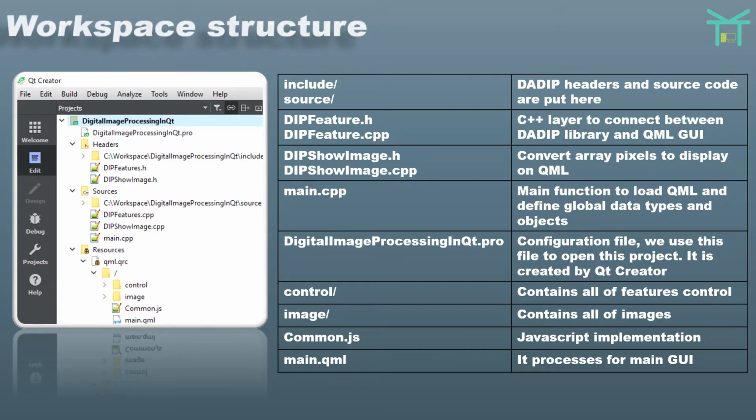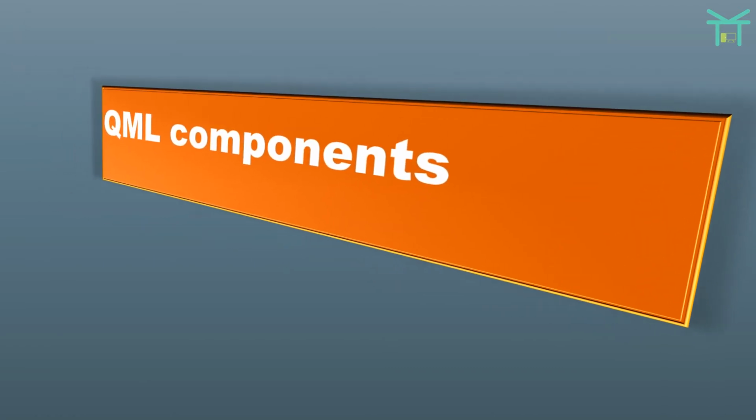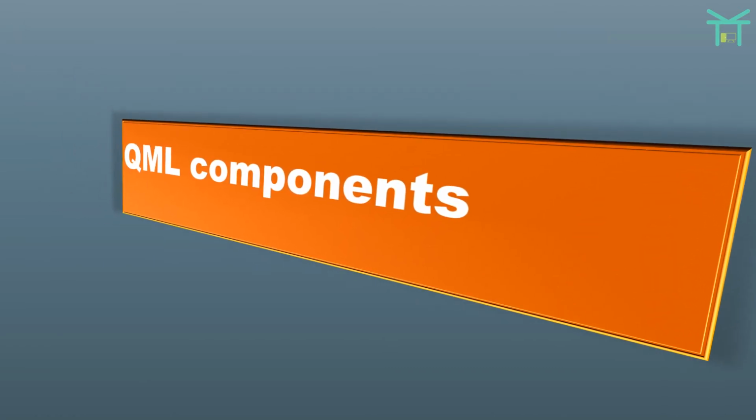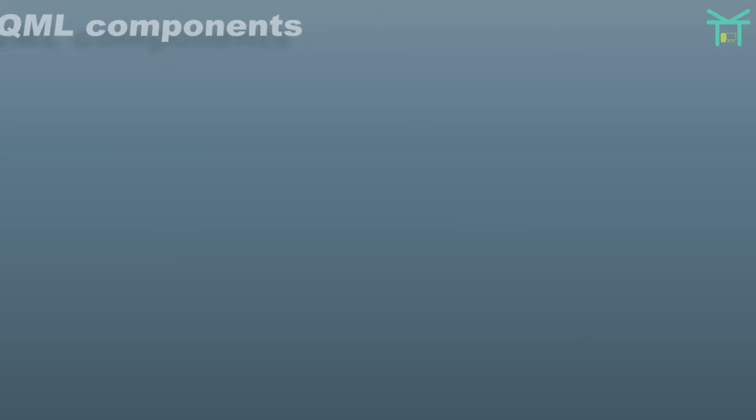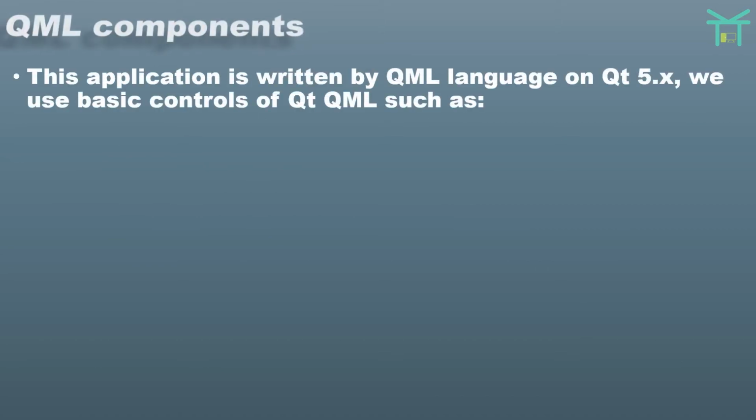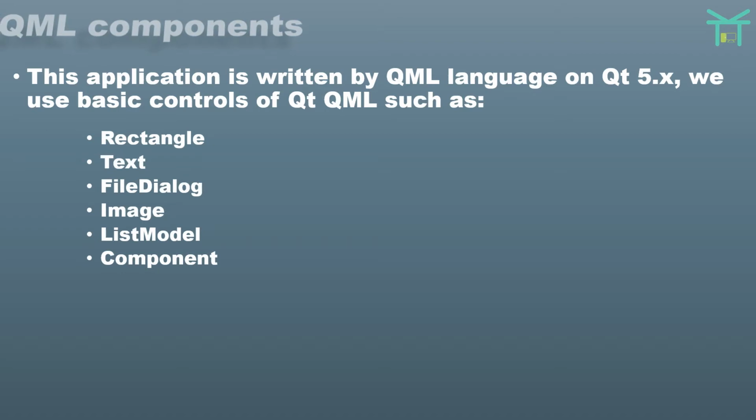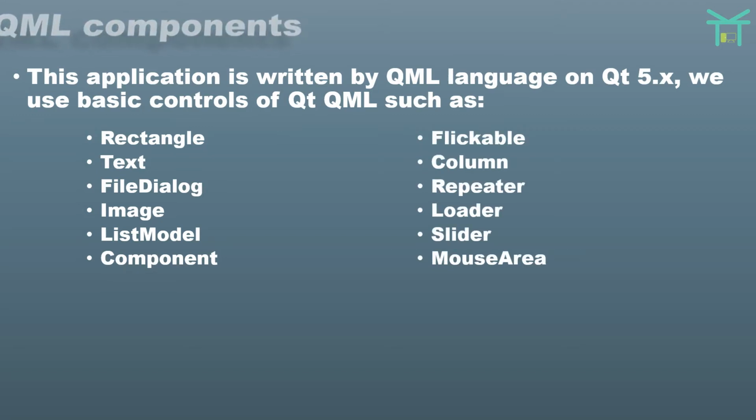Workspace structure. QML components. This application is written in the QML language on Qt 5.x. We use basic controls of Qt QML such as rectangle, text, file dialog, image, list model, component, flickable, column, repeater, loader, slider, mouse area.